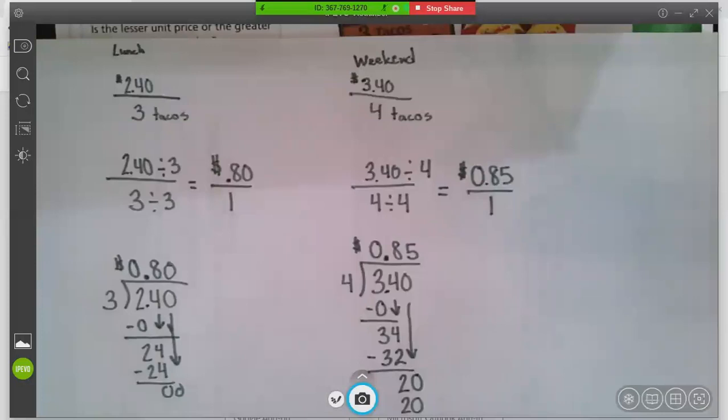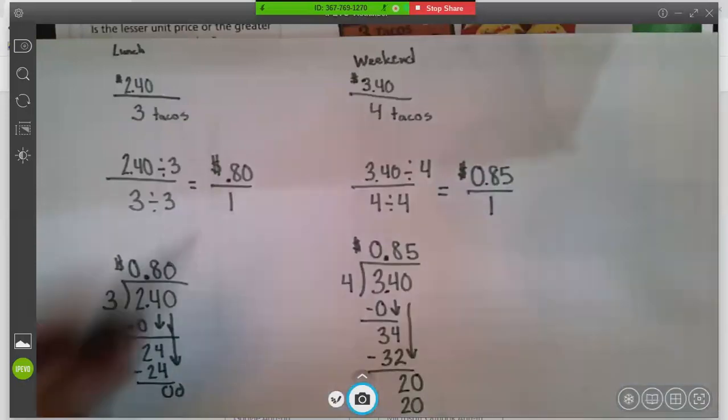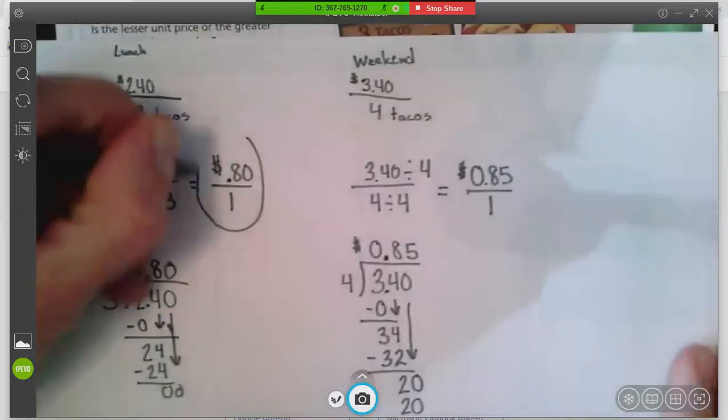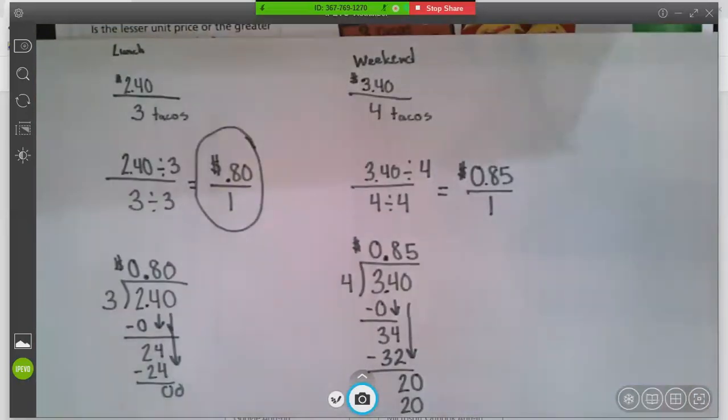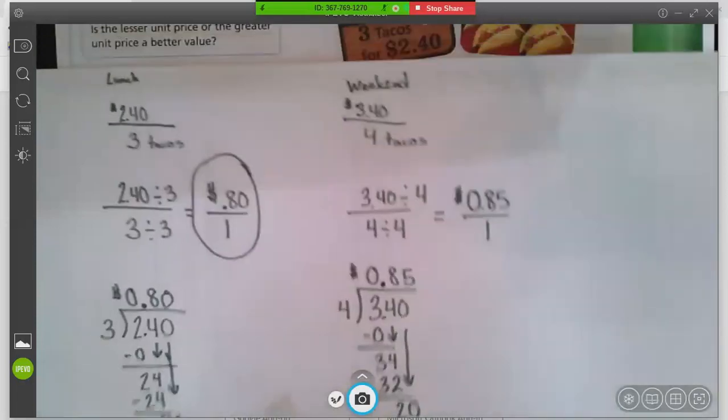I think it's the lunch special because it's 5 cents less and it's less expensive. What's the better value? I would rather spend 80 cents a taco than 85 cents a taco. All right? Given everything being equal, except one I'm buying during lunch, the other one I'm buying on the weekend. Okay, very good.